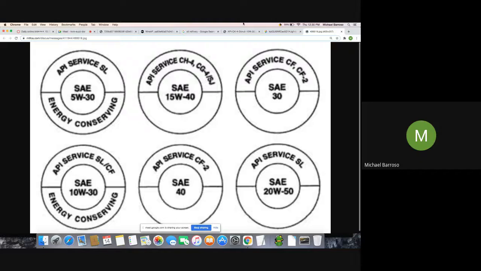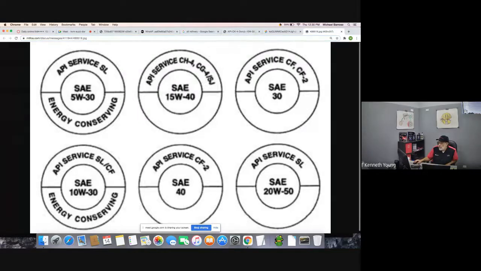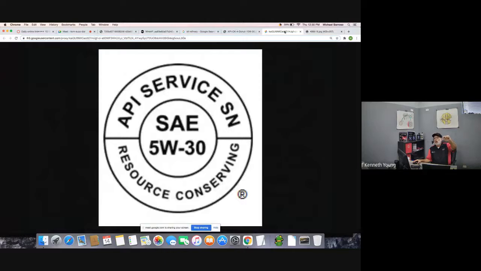Oh, no. You know why? Because look, see where it says SL? SL corresponds to something 1998 and up. Today's oils have to say SN, as in Nancy, or SM, as in monkey. This oil can be used in most cars today because it has the SN, which means more additives. Remember, the higher these letters go up, the more additives we have.